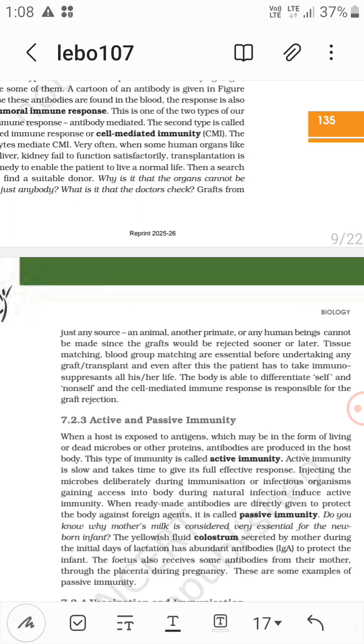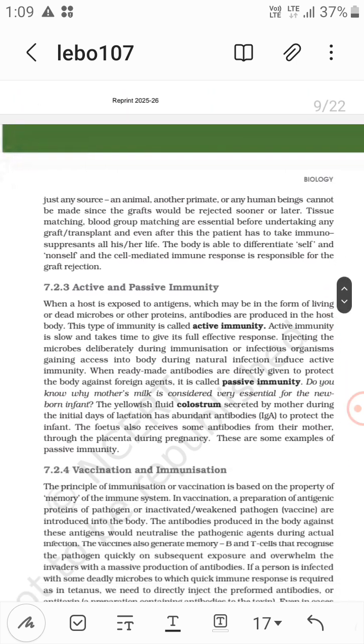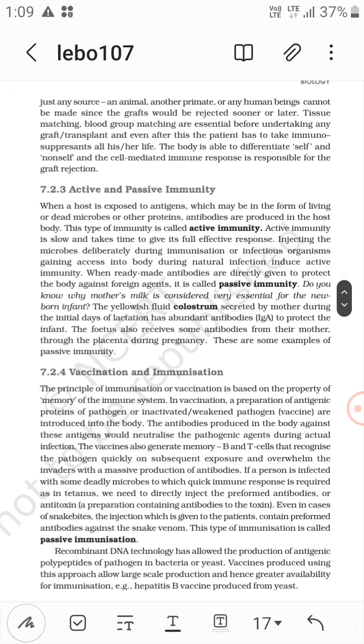Tissue matching and blood group matching are essential before undertaking any graft, and even after this the patient has to take immunosuppressants all his or her life. Because our body is able to differentiate self and non-self, the cell mediated immune response is responsible for graft rejection, right? Now, active and passive immunity.